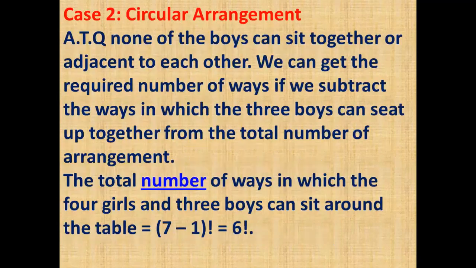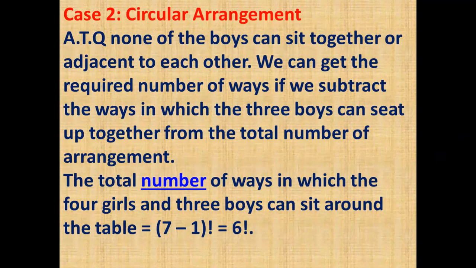Now let us discuss circular arrangement also. In circular arrangement, none of the boys can sit together or adjacent to each other. So we can get the required number of ways if we subtract the ways in which the 3 boys sit together from the total number of arrangements.